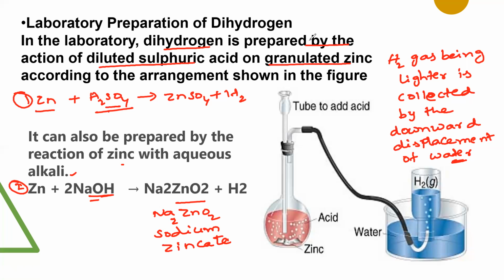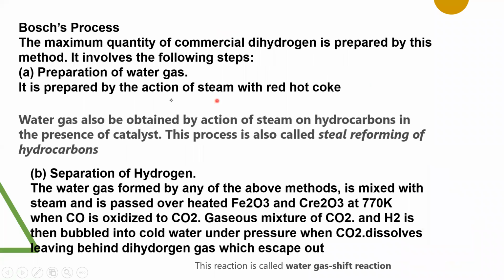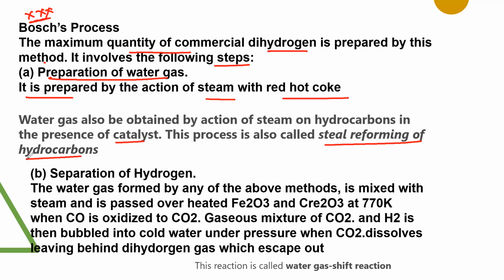Next continuation. Bosch process. Very, very important. The maximum quantity of commercial dihydrogen is prepared by this method. It involves the following steps. First, preparation of water gas, which is prepared by the action of steam on red hot coke. Water gas can also be obtained by the action of steam on hydrocarbons in the presence of a catalyst. This process is also called steam reforming of hydrocarbons.